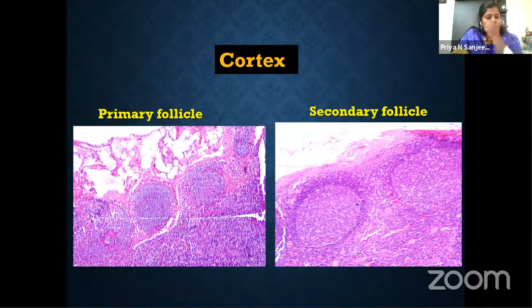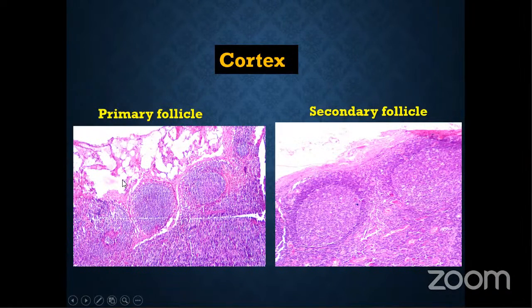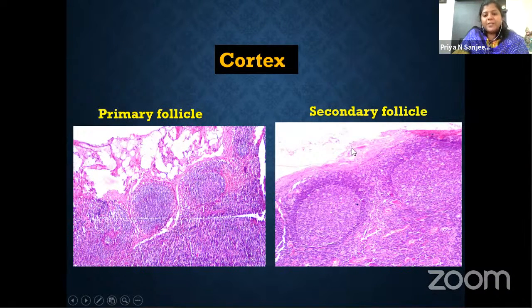The cortex is the major component of the lymph node. It has lymphoid follicles. One is the primary follicle, another is the secondary follicle. Primary follicles are round in shape. The size is usually less than 1 millimeter, and the long axis of the lymphoid follicle is usually perpendicular to the capsule. And secondary follicles are formed whenever there is antigen entering into the lymph node.